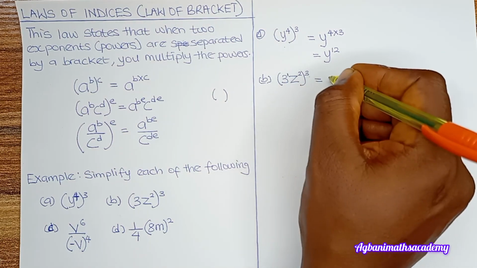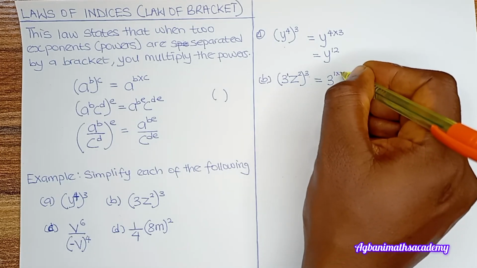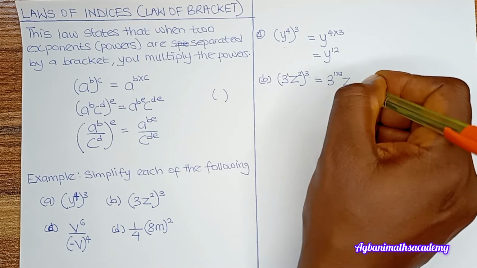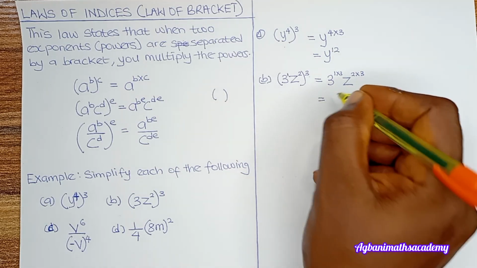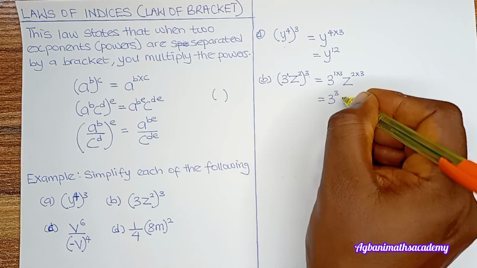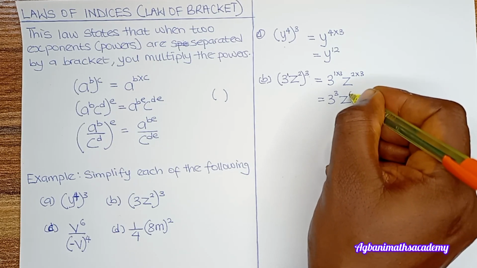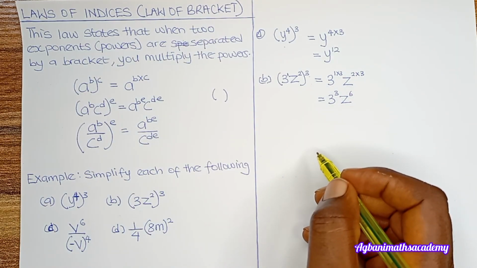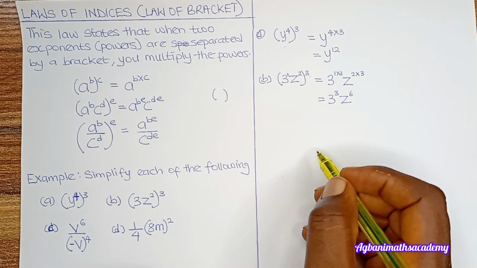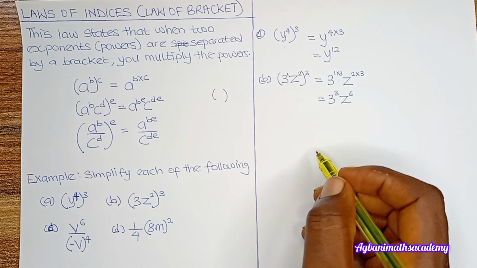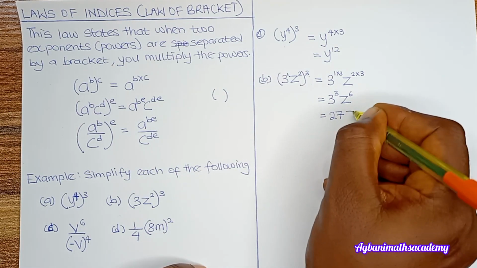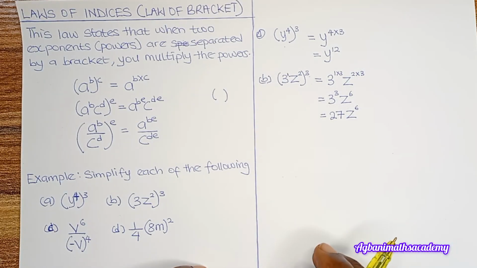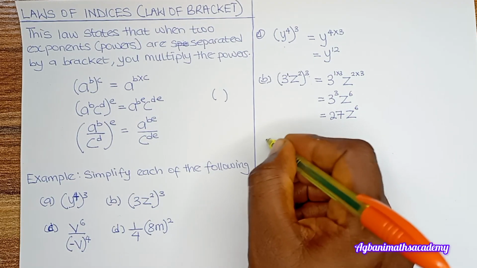So we are going to have 3 to the power of 1 times 3, z to the power of 2 times 3. So simplifying this, we're going to have 3 to the power of 3, z to the power of 6. But 3 to the power of 3 is 3 multiplied by 3 multiplied by 3. 3 multiplied by 3 is going to give us 9, and 9 multiplied by 3 is going to give us 27. So this is going to give us 27z to the power of 6. That becomes the answer.